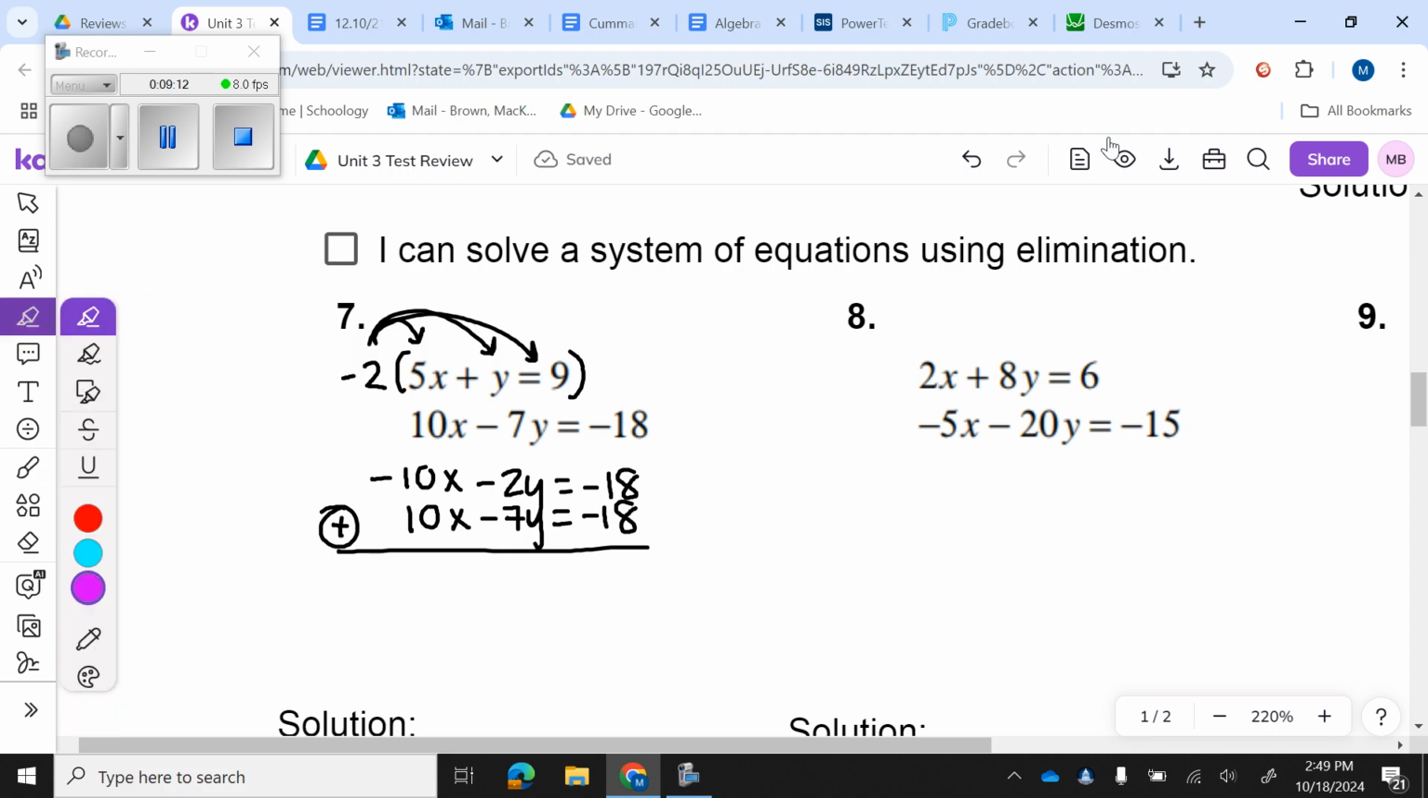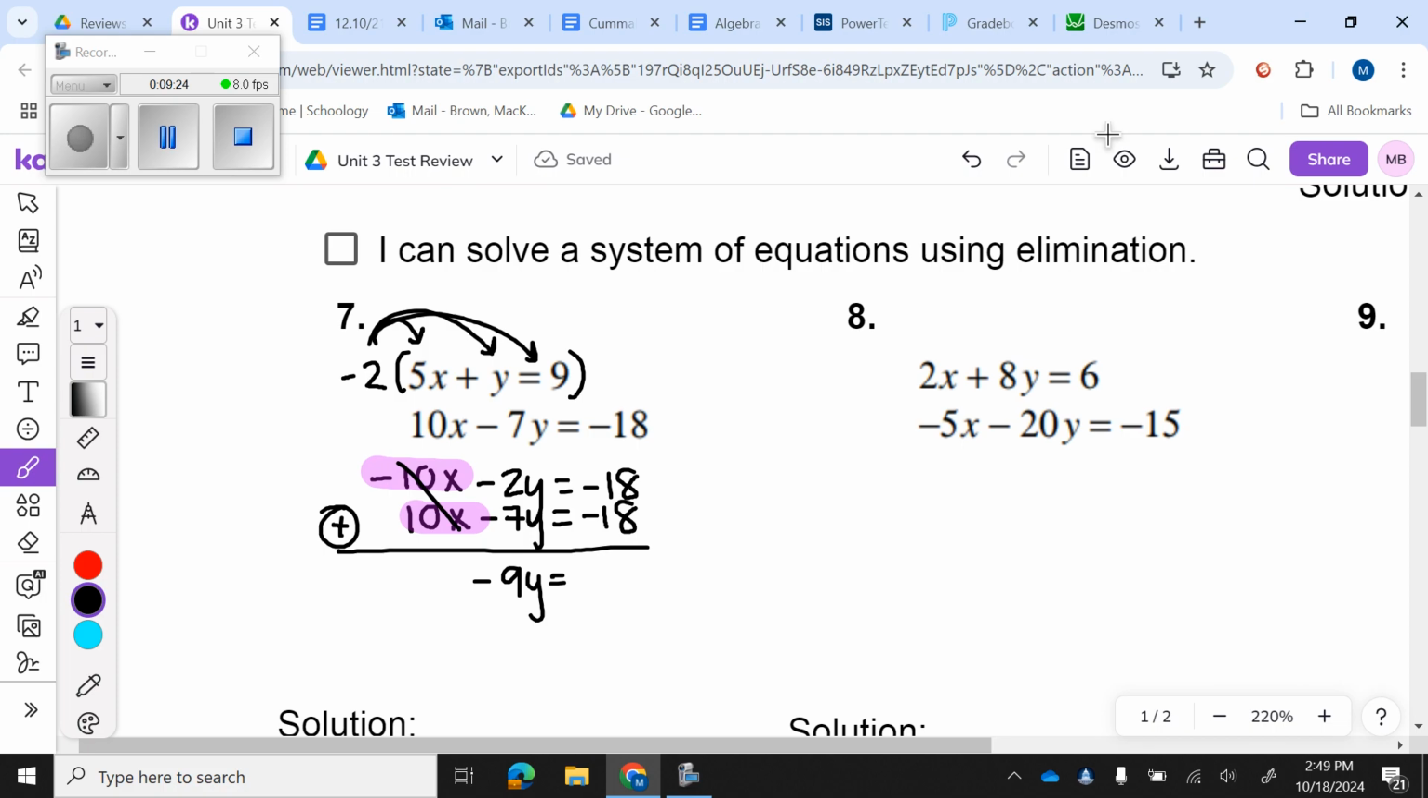And I'm just going to double check that I can do this because, yes, we are good. Those are the same coefficients, but they have opposite signs. So when I add negative 10 plus 10, that cancels. I'm going to have a negative 9y equals negative 18 plus negative 18, which is negative 36. I'm going to divide both sides by negative 9, and I'm going to get y equals 4.